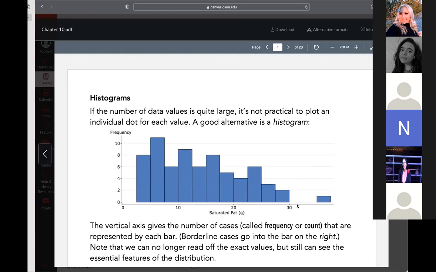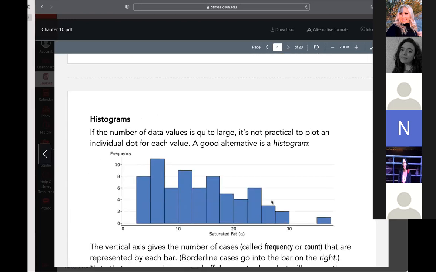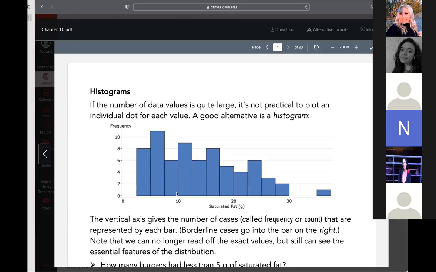And then we also spoke about what happens if you're on the boundary. You get to pick in advance whether they're going to go left or right. But in this case, borderline cases go on the right as far as this class is concerned. But just be aware out there in the world, as long as you're consistent, it doesn't really make a difference.